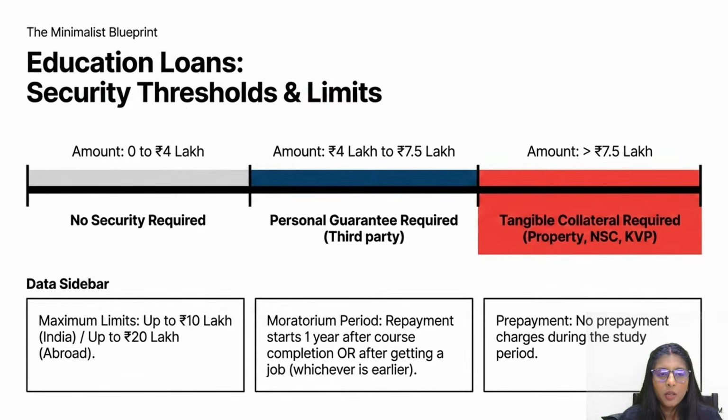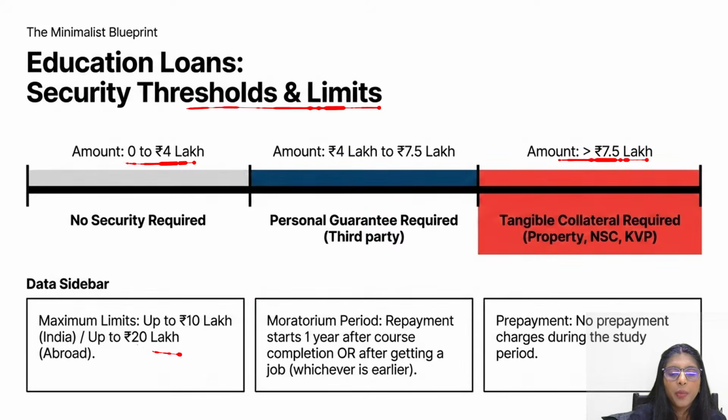There are security threshold limits. If the amount is between 2 to 4 lakhs, then there is no collateral security and no margin. No security is required. If the loan amount is between 4 lakh to 7.5 lakh, then a personal guarantee is required, that is a third party guarantee may be taken. And if the amount is more than 7.5 lakh, then tangible collateral is required, that is property, NSCs or KVP. Maximum limit is up to 10 lakh if studying in India, and up to 20 lakhs if you are studying abroad.